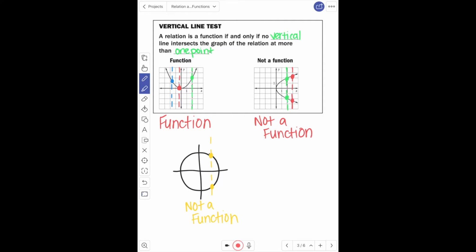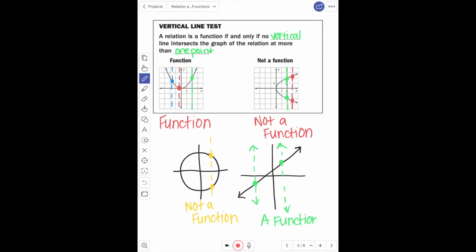All right. Another option here. If I have a line. Now this line is diagonal, so it's going to be a little bit different for us here, but it still doesn't matter. If I draw a vertical line, it's never going to intersect that graph more than one time, no matter how many vertical lines I draw. So this is a function.